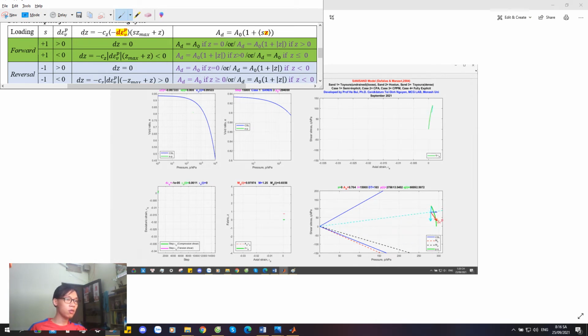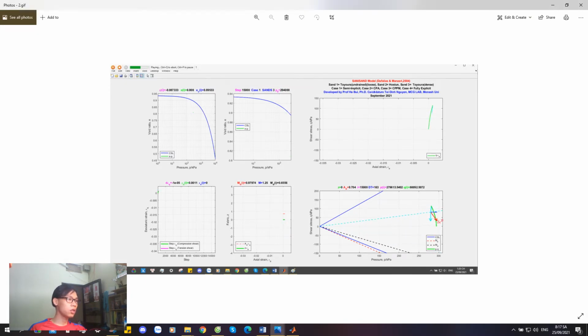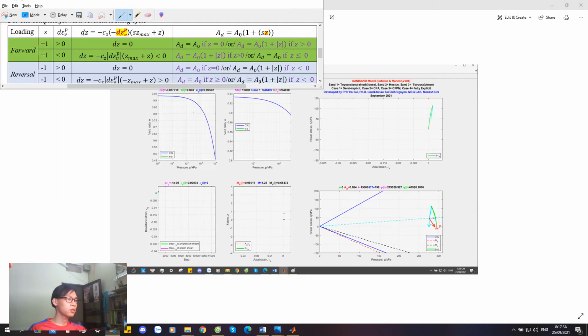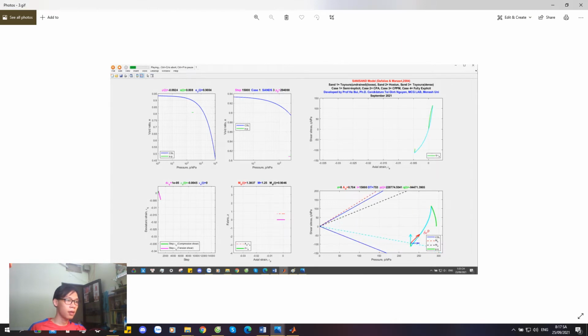So we have df sum vb positive at first. Df sum vb is positive, it means dz is 0. And this is 0, so z does not change. You can see in this figure, z does not change. And even AD is not changed because Z is 0. So AD is 0 and it's not meeting the dilatancy line.